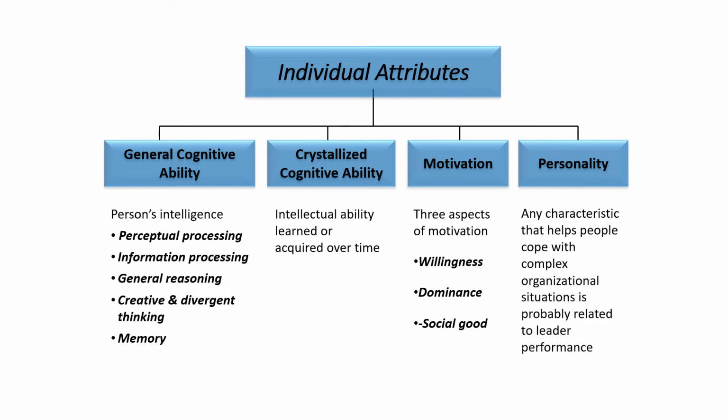Let us come to individual attributes. Individual attributes are all about your thought process: the general cognitive abilities, that is, the person's intelligence as far as perceptual processing, information processing, general reasoning, and creative, divergent thinking are concerned. It all adds up to how multifunctional your brain, your mind is, how you capture data, process the data, and come up with a viable decision. Then there are crystallized cognitive abilities, the intellectual ability learned and acquired over a period of time, which you use to come up with a decision.